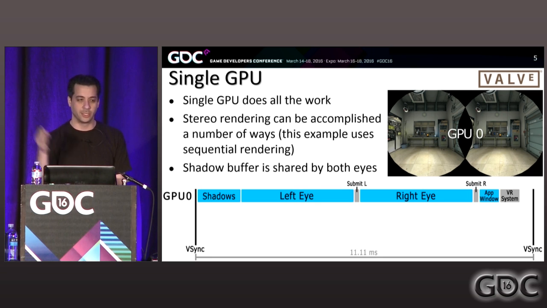And then when the application is done, the VR system steps in, does all the lens distortion, does chaperone bounds, renders overlays, a bunch of other things.